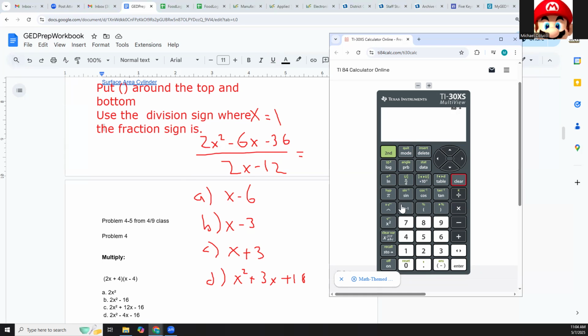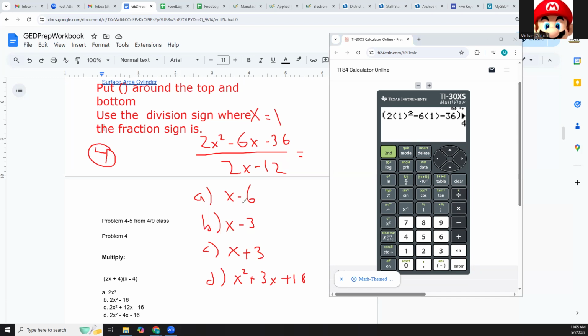So this is what it looks like when I plug in 1. I'm going to put a parentheses around the top and bottom. So I'm going to start with an open parentheses. Close parentheses, okay? There's a parentheses around the top part. Then I'm going to use a division sign instead of a fraction sign. And then close parentheses around that. And I'm going to get the answer 4. So I'm looking for 4 when I plug in 1.